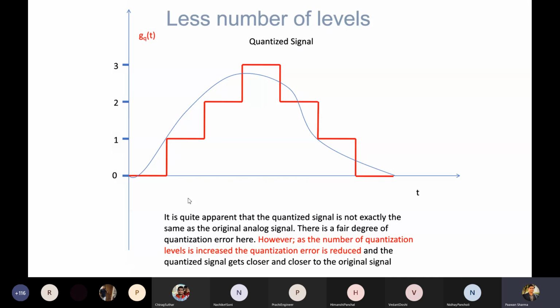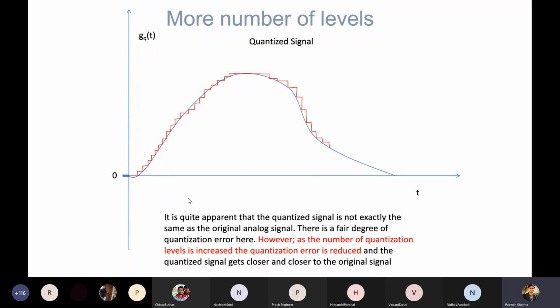However, if you increase the number of quantization levels, the quantization error is reduced. Obviously, you have a better approximation to the actual signal if you increase the number of levels, or decrease the step size. This also we have discussed earlier. Okay, here you can see this. So you have a better approximation of the same signal in this case in comparison to this one.